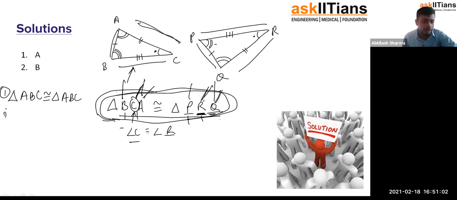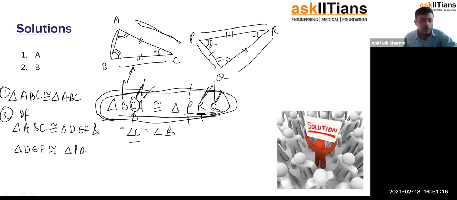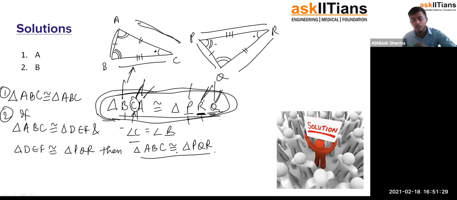This is our first point. The second point we should know is that if triangle ABC is congruent to triangle DEF and triangle DEF is congruent to triangle PQR, then triangle ABC will also be congruent to triangle PQR. This is also very obvious, right? So this is something that we should be aware of.